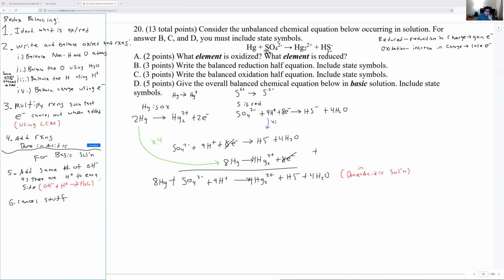Or you could even write it as like 5 part 2. So in basic solution, we would add 9 OHs to each side because we have 9 hydrogens here. The OHs don't do anything on the right? So we're just going to write them separately. And then we get 8. I really don't want to write this all, so can I copy this?